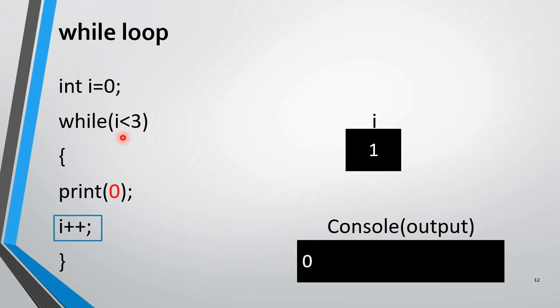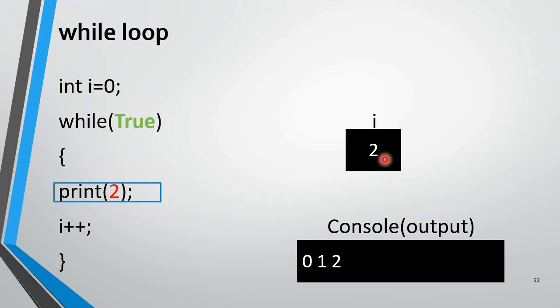Since the condition is still true, is 1 less than 3? True. So, the value of i, 1, is printed in the console, and then the execution continues to the updation stage where the value of i is updated to 2. Now, the new value of i is checked against 3. That is whether 2 is less than 3. Yes, true. Hence, the value of i, that is 2, will be printed in the console. Later on, i is updated to the newer value, that is 3.